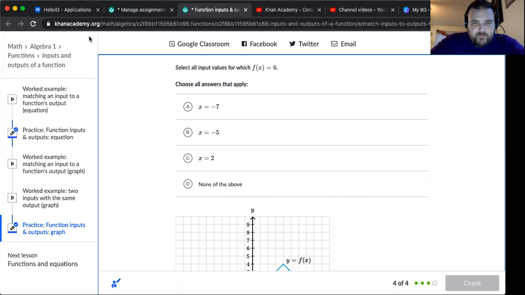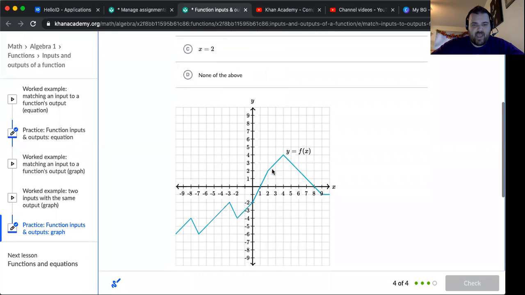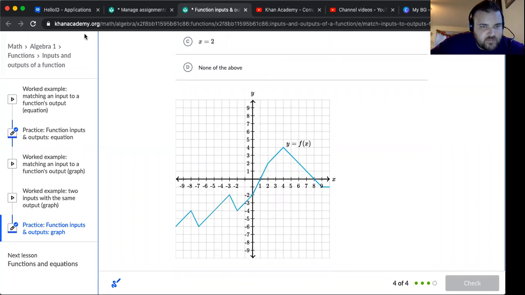Select all input values for which f of x equals 6. They're saying take the f function, find what inputs give an output of 6. That's what they're really asking you. So when we scroll down below, we're going to look for when the output is 6. So let me go ahead and draw. Let's see, the output is positive 6 up here. What input values produce an output of 6?